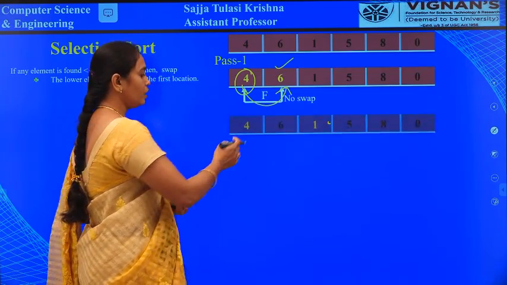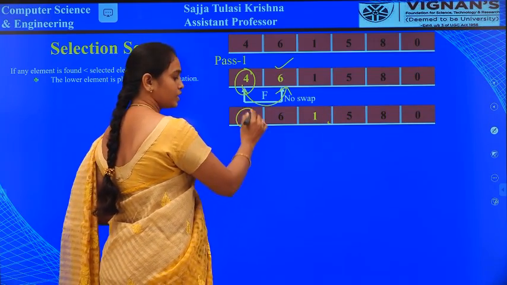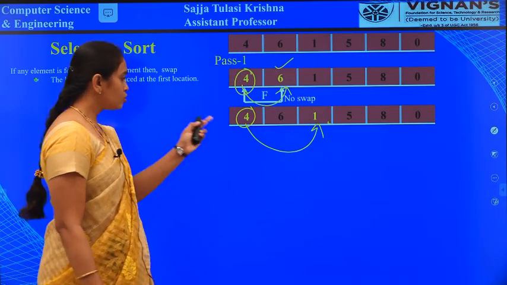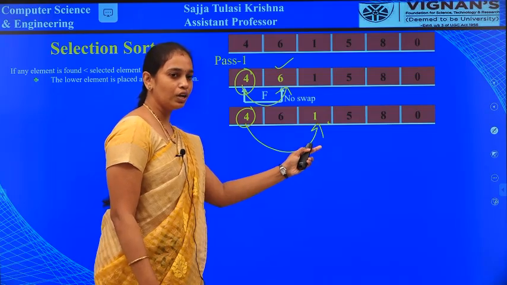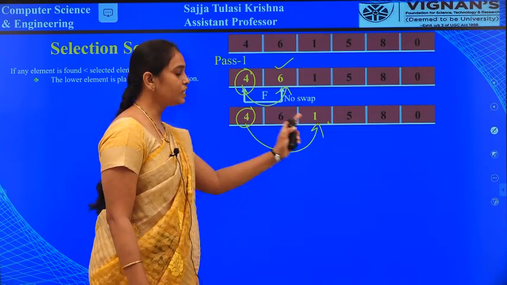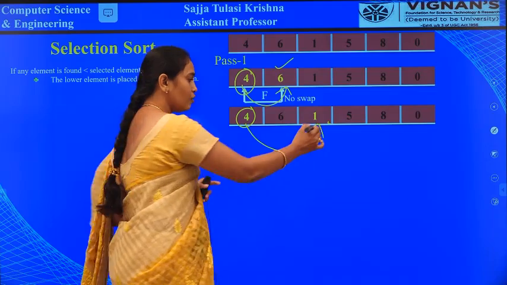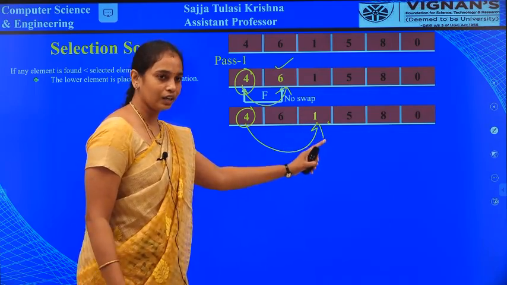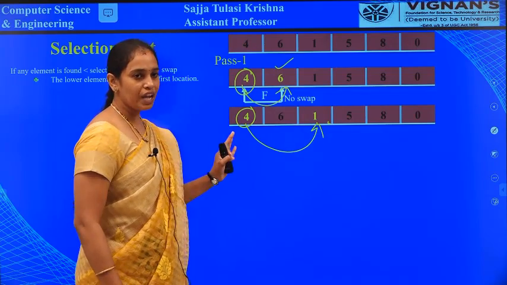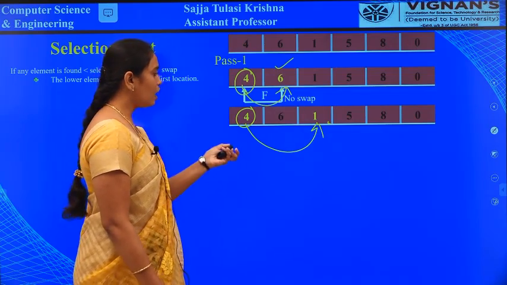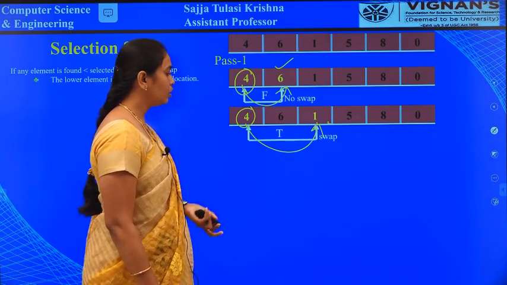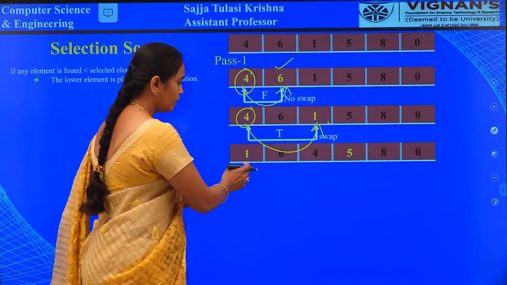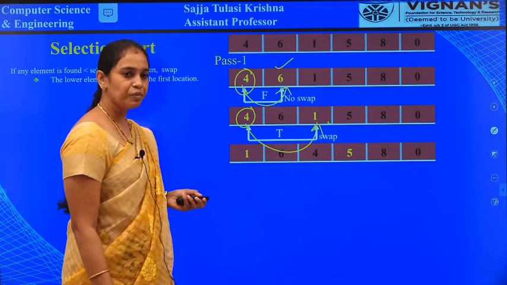In the next step, the selected element is the same. Again it is compared with the next element. Now is 4 greater than 1 or less than 1? 4 is greater than 1, so 1 is the minimum element here. If any minimum element occurs, then the swap may happen. Now the condition is true, so the swap happens here. See, 1 is placed here, 4 is placed here.